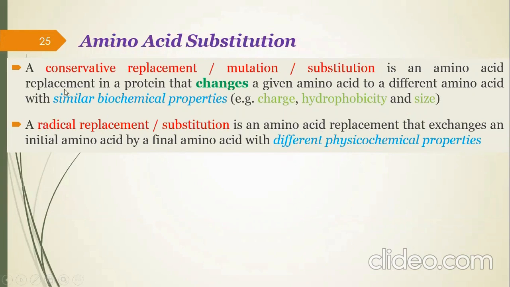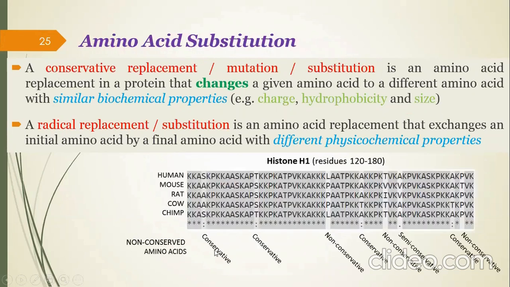So there are now two types of replacements in amino acids. The first one is conservative and the second one is radical. And if you can see here, these are the amino acid sequences from chimpanzee, cow, rat, mouse, and human.